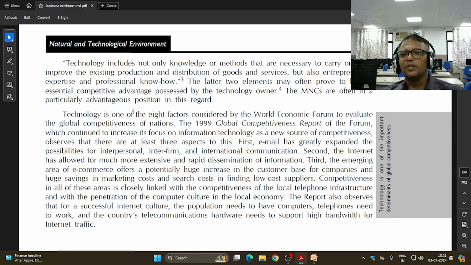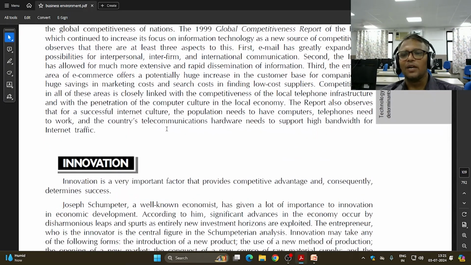Thus, competitiveness in all these areas is closely linked with the competitiveness of the local telephone infrastructure and with the penetration of the computer culture in the local economy. The report also observes that for a successful internet culture, the population needs to have computers and telephones, and the communication hardware needs to support high bandwidth for internet traffic.